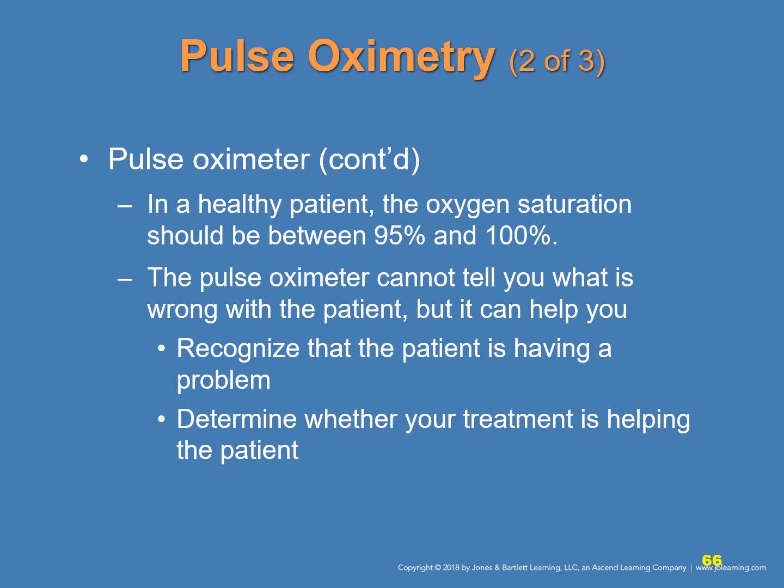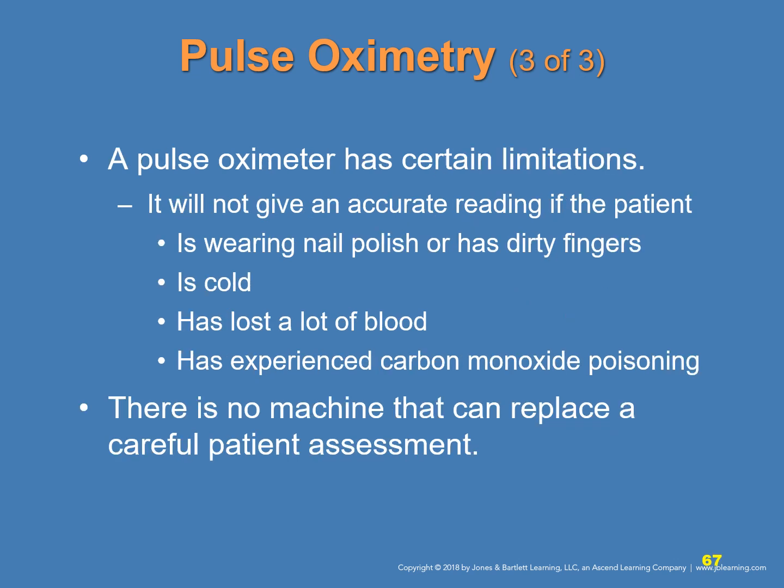The pulse oximeter cannot tell you what is wrong with the patient, but it can help you recognize that the patient is having a problem and determine whether your treatment is helping the patient. A pulse oximeter has certain limitations.